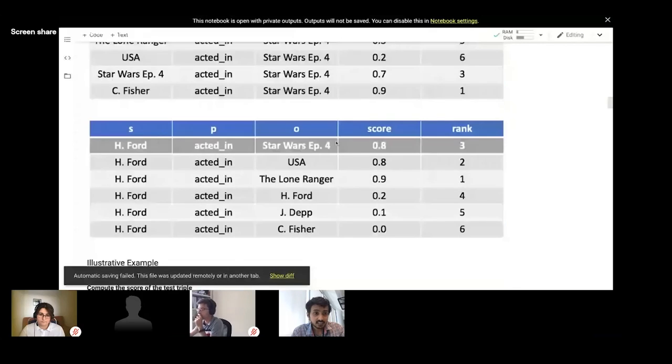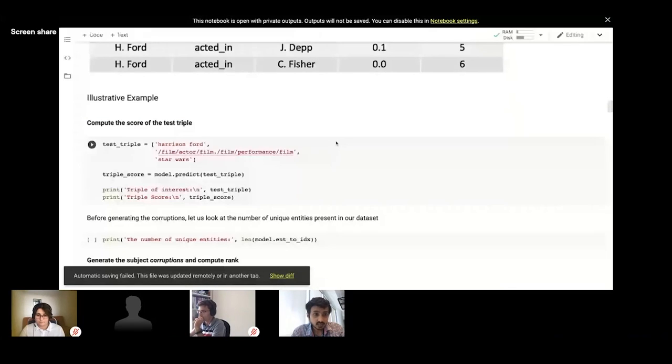We have an illustrative example on how to do this, but I won't run through this example.